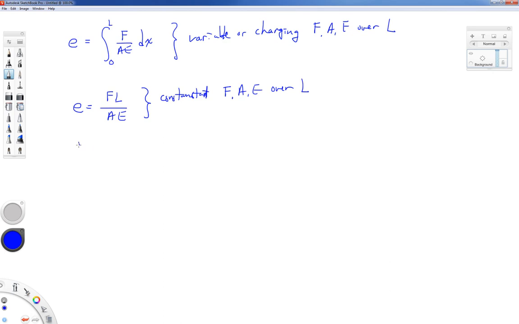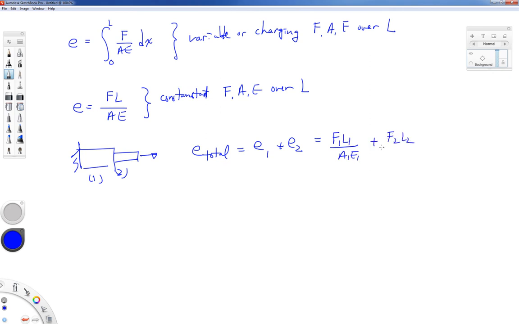And if we have a bar that's made out of a couple of segments, we can integrate that in a piecewise fashion, and the total deformation would be the sum of the individual deformations. If they are both constant force, area, material properties, and so forth, then this can be written as F1 L1 over A1 E1 plus F2 L2 over A2 E2.